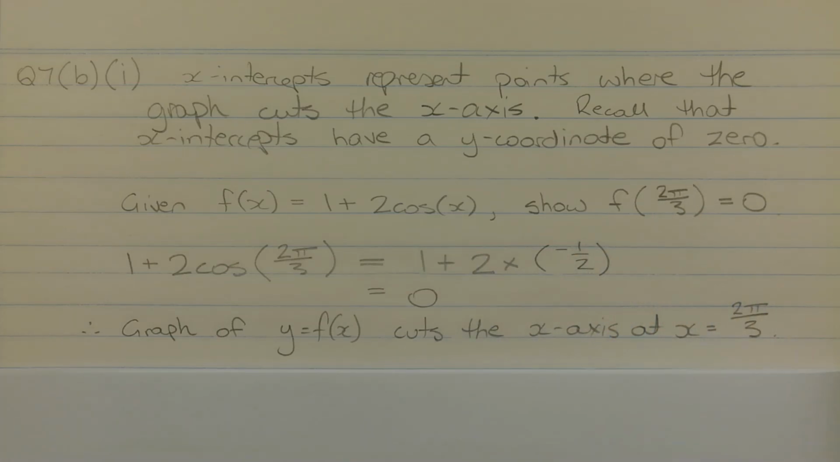over 3 equals 0. Substituting 2 pi over 3 for x into the function, we have 1 plus 2 times cos 2 pi over 3, which equals 1 plus 2 times negative 1 over 2, since 2 pi over 3 represents a quadrant 2 angle, and cos of 2 pi over 3 is an exact ratio, and 1 plus 2 times negative 1 over 2 is equal to 0. Therefore, the graph of y equals f of x cuts the x-axis at x equals 2 pi over 3.